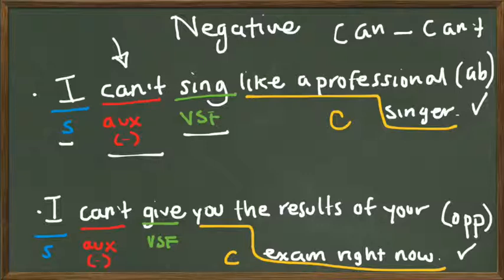Now we have the opportunity example. We have our subject, which is I, our auxiliary, that is can't, and then we have our verb in simple form, which is give, and our complement: you the results of your exam right now. With right now, I am expressing that at this moment, it is not possible to provide or to give the results of the exam.